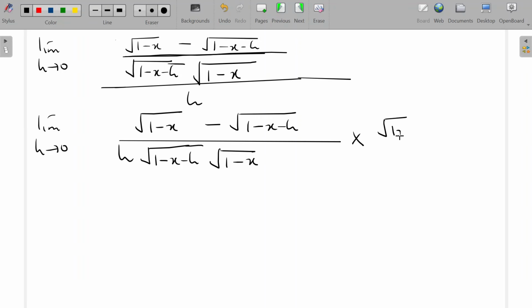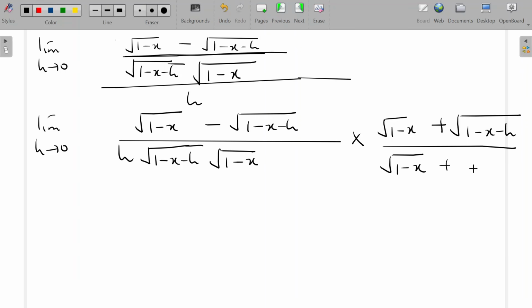So when we rationalize our numerator, it's going to be the square root of 1 minus x plus the square root of 1 minus x minus h, over the square root of 1 minus x plus the square root of 1 minus x minus h. After doing this, you are going to realize that here on top is going to be limit as h approaches 0.